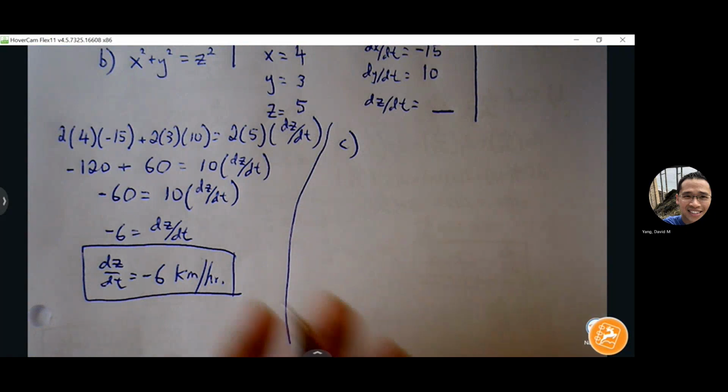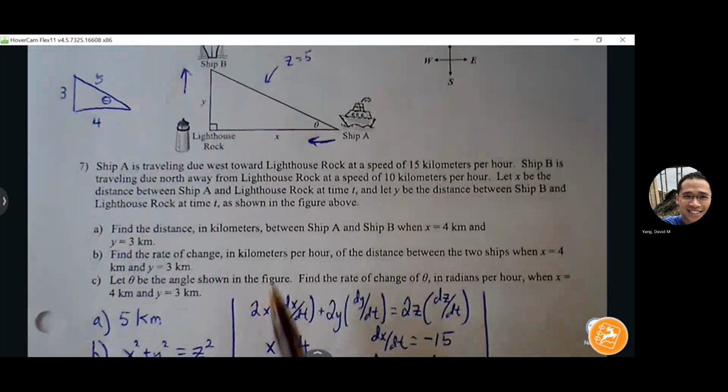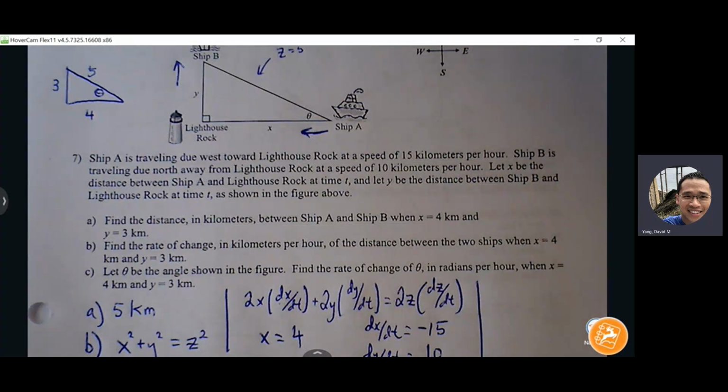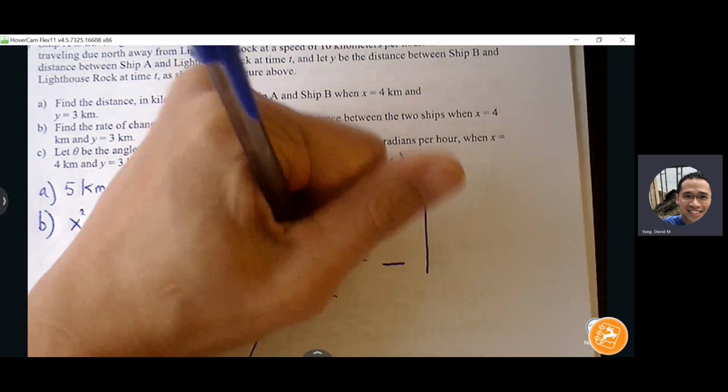Part C, let theta be the angle shown in the figure. Find the rate of change of theta. So what are we looking for? D theta dt, okay.